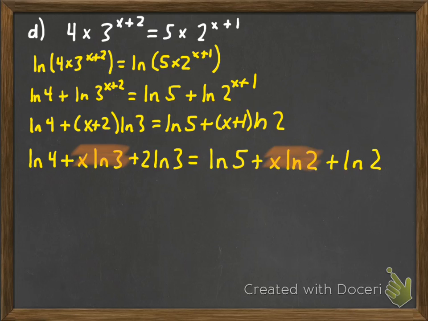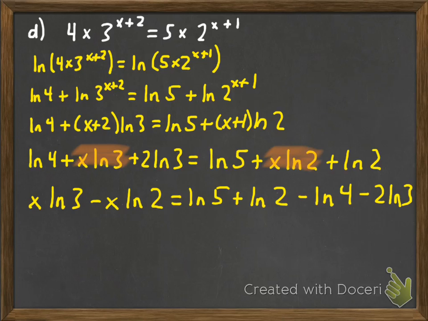We need those on the same side of the equation. We need everything else on the other side of the equation. So let's bring the x ln 2 to the left side, bring this over here, and let's take both of these constant terms and move them to the right side of the equation. Alright, there's the 2 terms with the variable on one side. And 2 more things need to happen. We're going to factor out an x on the left side of the equation, as you know.